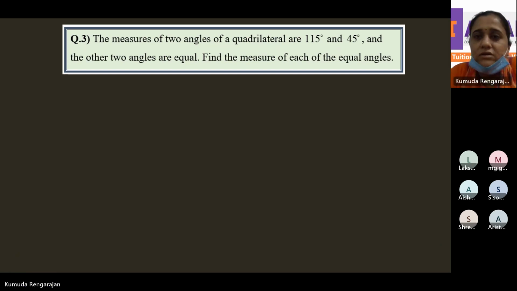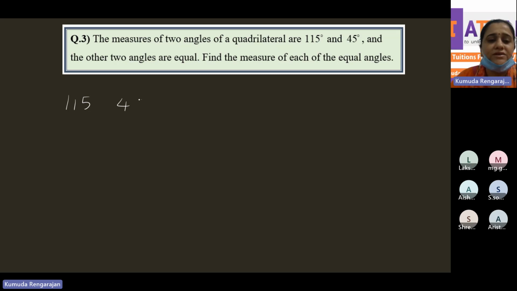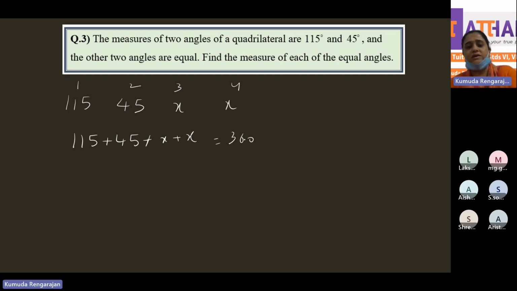Now here, 2 angles of a quadrilateral are given to you, and the other 2 angles are equal. What are the 2 angles given to you? 115 and 45 degrees. The other 2 angles are equal. Equal meaning x and x, or y, whatever. So this is one angle, this is the second angle, this is the third angle, this is the fourth angle. So we know that the sum of the 4 angles is equal to 360 degrees. So again, solve.